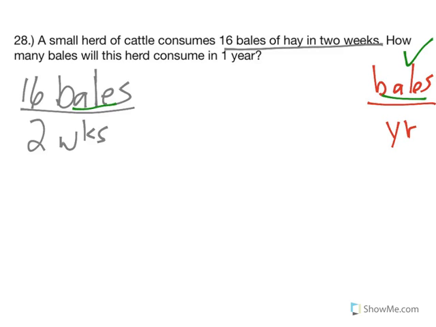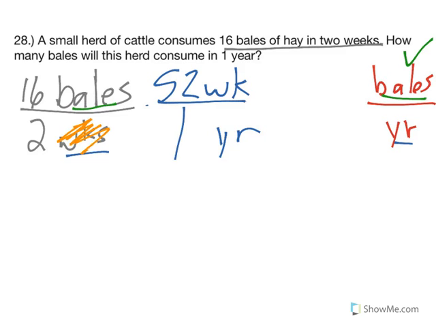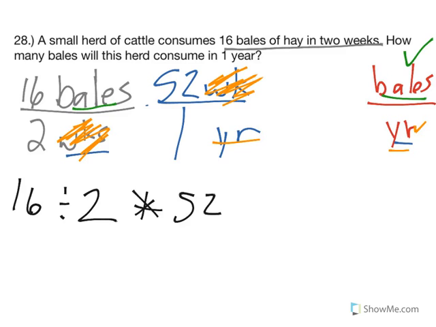Then you go to the bottom. Weeks, years. Not the same. Which if they were the same, that would be a pretty awful problem. Right? So we got to put weeks in the top to make them go away. And can we go weeks to years? Well, yeah. Hopefully, there are 52 weeks in 1 year. Weeks go away, and I check. Year, done with that. So now I can do the math. I've got 16 on the top. I got a 2 on the bottom, and I got a 52 on the top. So when I do that kind of math, I end up with 416 bales a year.